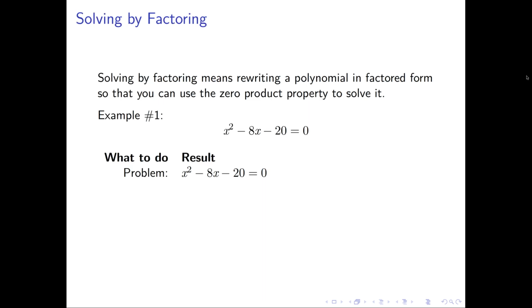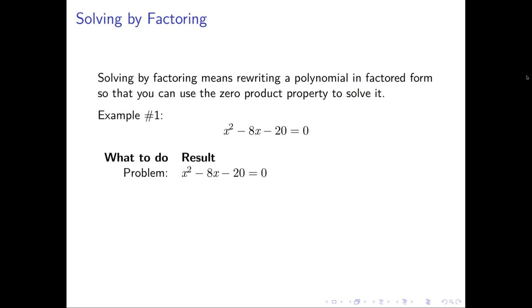Solving by factoring simply means rewriting the polynomial on the left-hand side of the equation in factored form so that you can use the zero product property to solve this. Now note that this only works when it is possible to factor the polynomial, and if you can't factor it, there are other ways of solving, but this won't work. So this only works when the left-hand side can be factored.